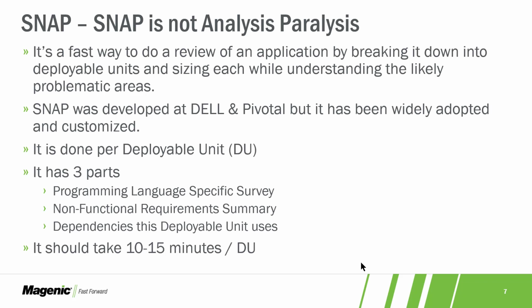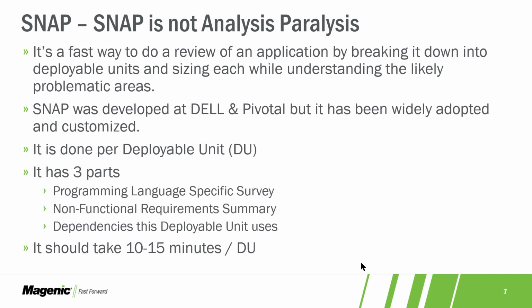It's done by deployable unit. Typically, we try to capture 3 pieces or chunks of information. We have a section about the particular programming language. So Java on Gradle, for example, or .NET Core on Linux, or Node.js on Windows, and so on.